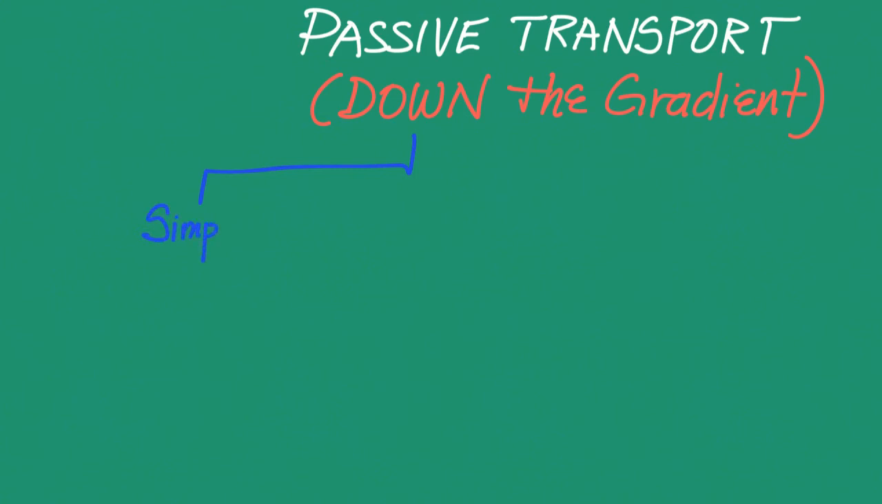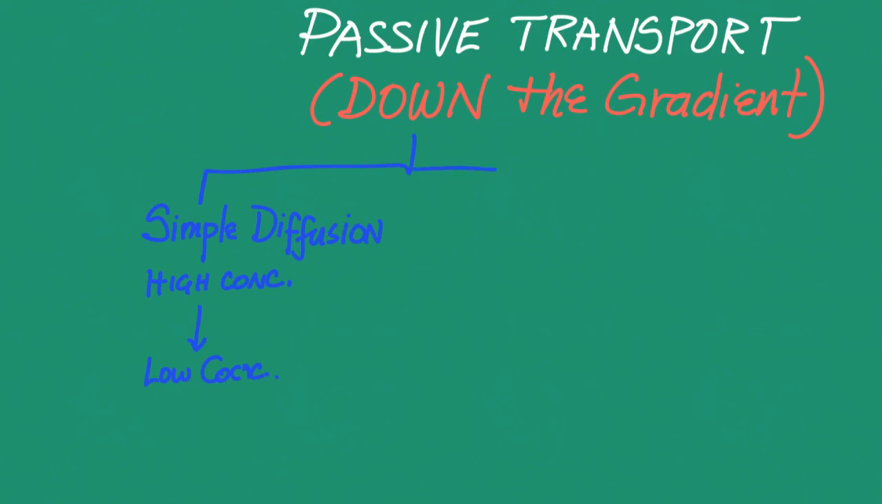So let's take a look at simple diffusion. This is the movement of molecules down the concentration gradient. So you move from a region of high concentration and molecules move down to a region of low concentration.